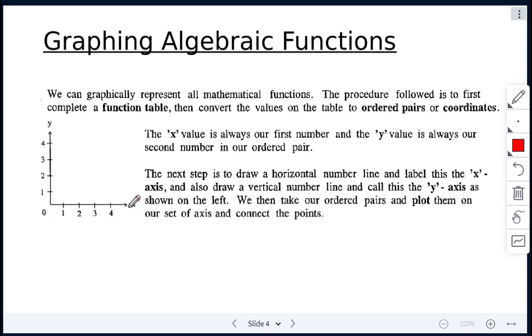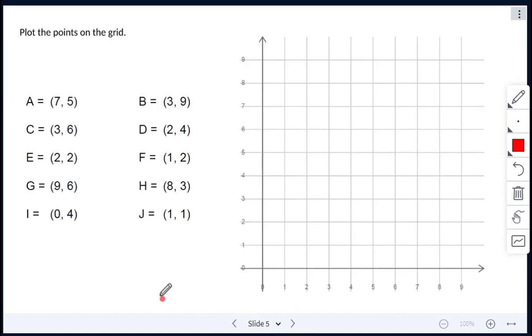Horizontal is always x, and the vertical is the y. All right, so that's our x-axis, that's our y-axis. And now we can take our ordered pairs and we can plot them on our axis, and then you can also connect the points. Okay, so let's do a quick review here.